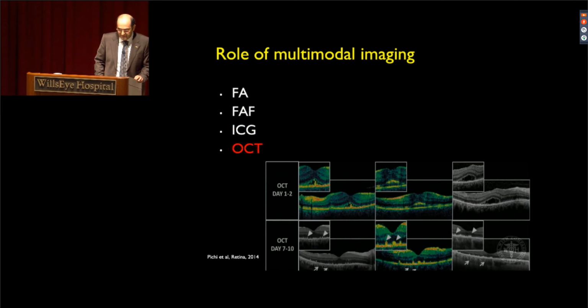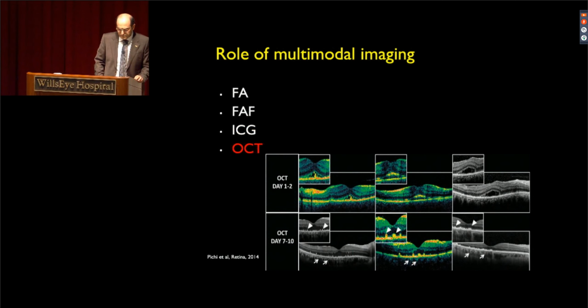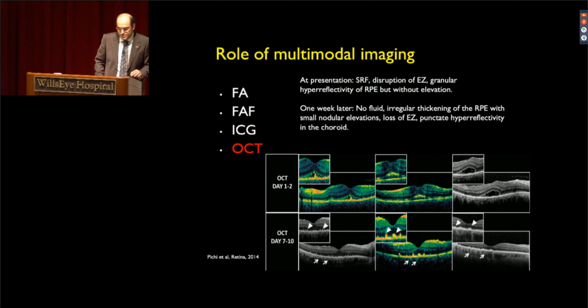And finally, OCT in 3 different patients. At presentation, we can see subretinal fluid, disruption of the ellipsoid zone, granular hyperreflectivity of the RPE, but without elevation. But 1 week after presentation, subretinal fluid is usually gone, and we can see irregular thickening of the RPE with small nodular elevations, which is classic for syphilis, loss of the ellipsoid zone, and punctate hyperreflectivity in the choroid, which Dr. Shalai mentioned in our patient.